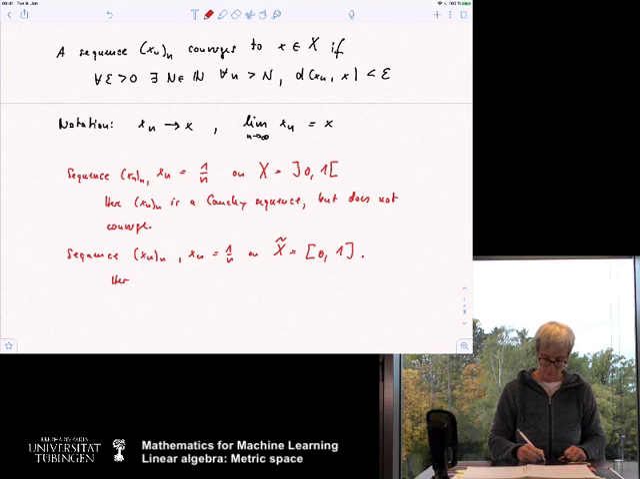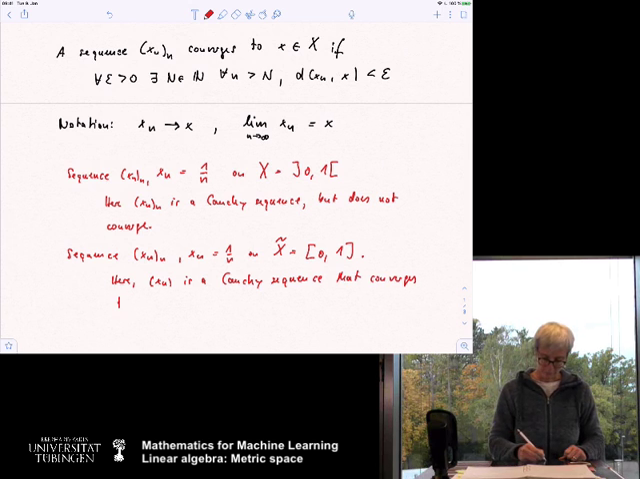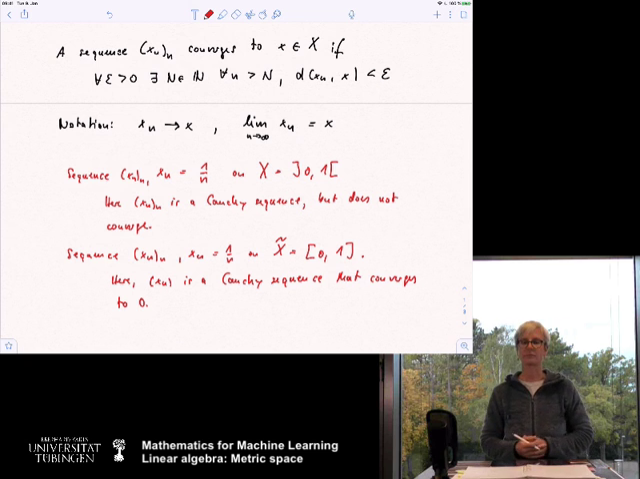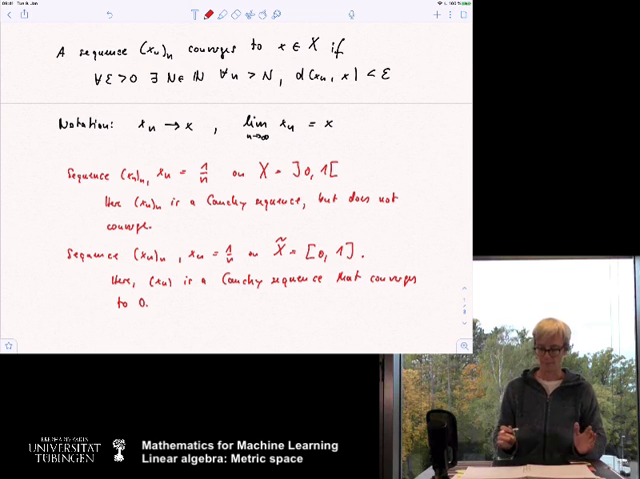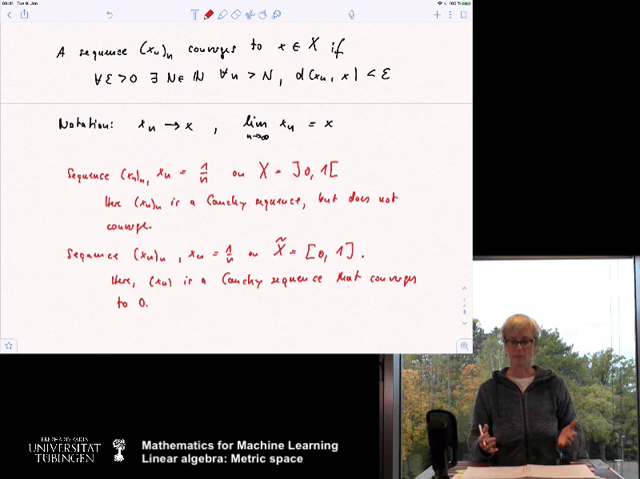So here xn is a Cauchy sequence that converges to 0. Okay, that's hopefully enough to get the first intuition or to make you remember what you have probably seen somewhere in your undergraduate math lectures.